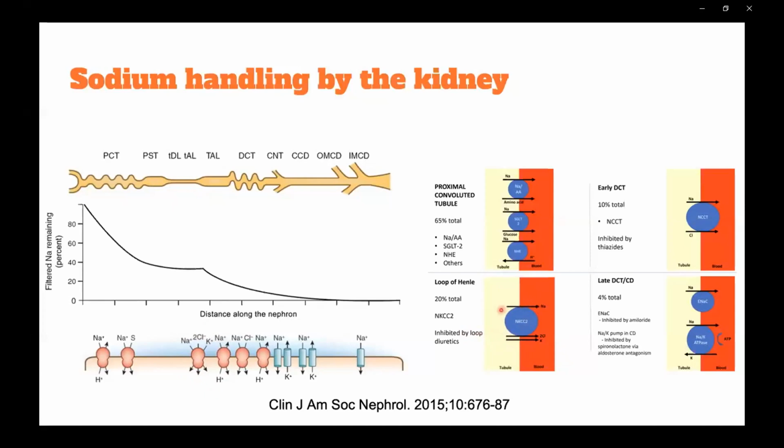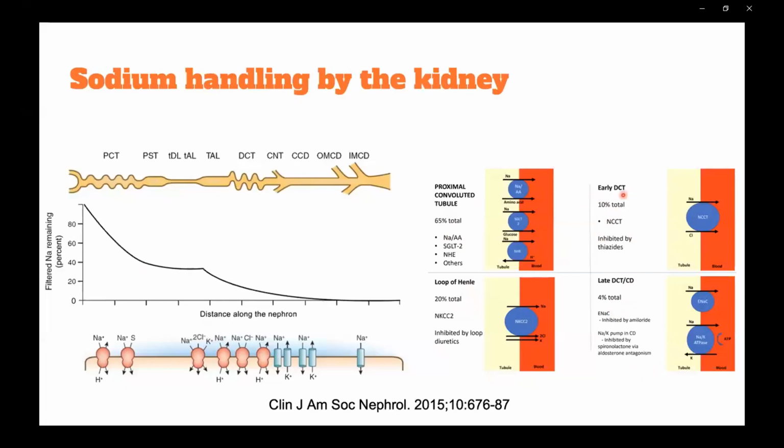This NKCC channel helps reabsorb 1 sodium, 1 potassium, and 2 chloride and push them into the blood circulation. This NKCC channel is therefore responsible for about 20% of sodium reabsorption. Once the sodium has crossed and is about to reach the distal tubule, about 80 to 85% of sodium is already completely reabsorbed from the proximal tubule and the thick ascending limb of the loop of Henle. Subsequently, we have very little sodium which needs to be reabsorbed.